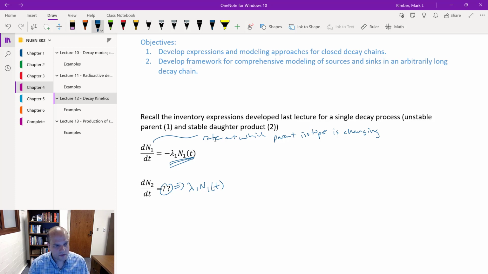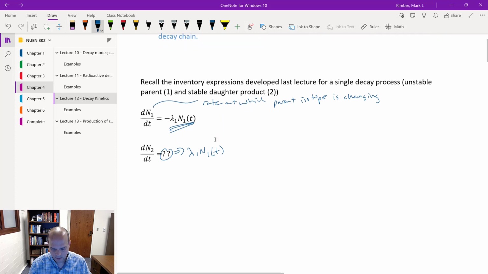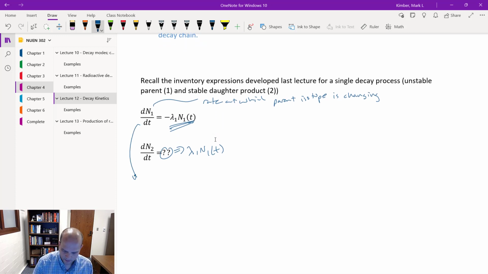And so this first expression for isotope number 1, we've solved this a few times now. So N1 of t is going to be some initial atom count for that isotope, and that's going to then decay in an exponential manner according to the decay constant. So that is my expression for N1. My goal here is to find N1 and find N2.